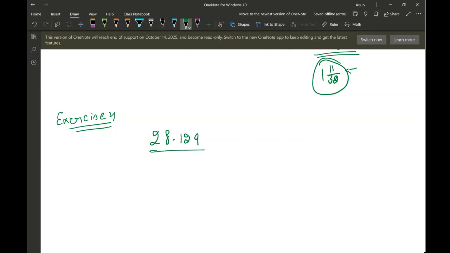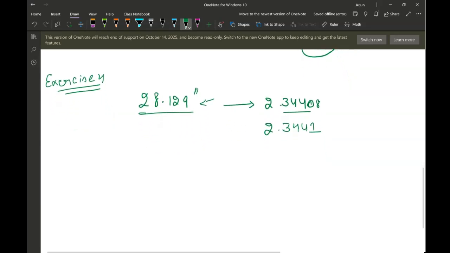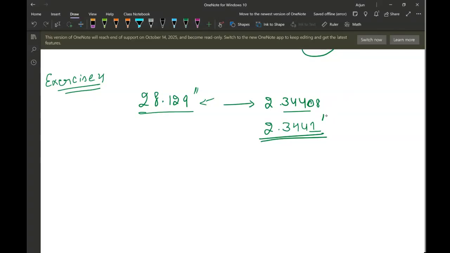So if I have to convert it into feet, 28.129 divided by 12, this is inches given to me, so I have to convert it into feet. That will be 2.3441. I'll always keep my answer at least up to 4 decimal places. Now this is purely in feet.